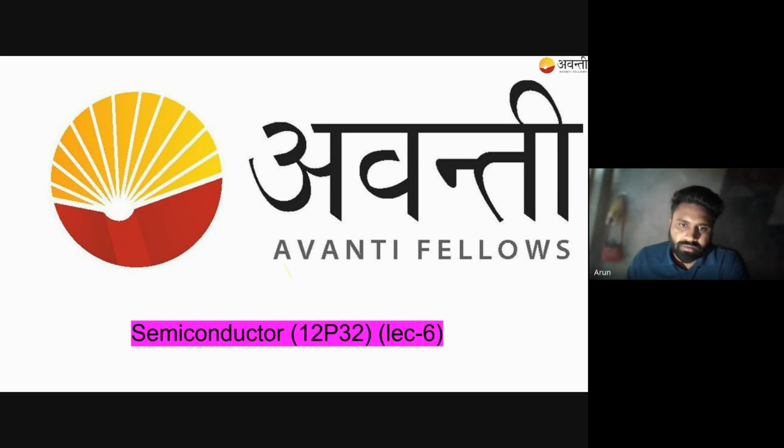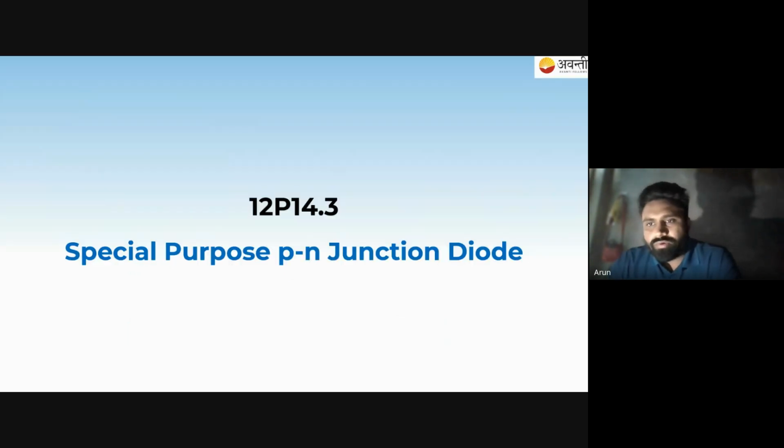Today we are going to learn about some special purpose PN junction diodes. In the previous lecture, we saw how the PN junction is formed, what essential concepts participate in building this PN junction and the depletion layer. What is the depletion layer? What is the depletion width? What is the barrier potential? How does it act, and how does it affect the conventional current?